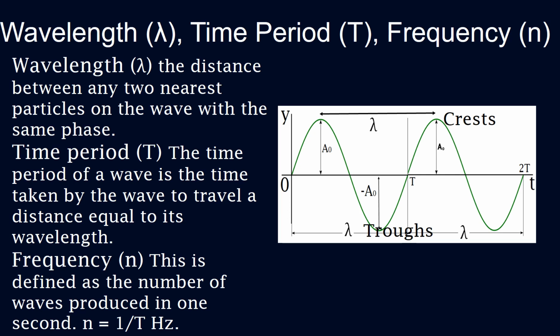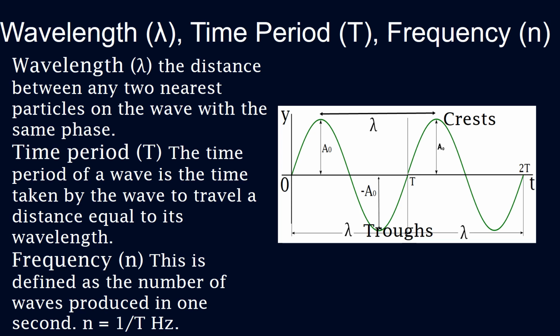Time period, capital T, is the time it takes for a wave to complete its trip over one wavelength. Frequency, denoted by N, is defined as the number of waves produced in 1 second. If T represents the time required by a particle to complete one vibration, then it makes 1 upon T waves in 1 second. Therefore, frequency is the reciprocal of the time period, mathematically represented as N is equal to 1 upon T. Imagine it as the rhythm of a song.